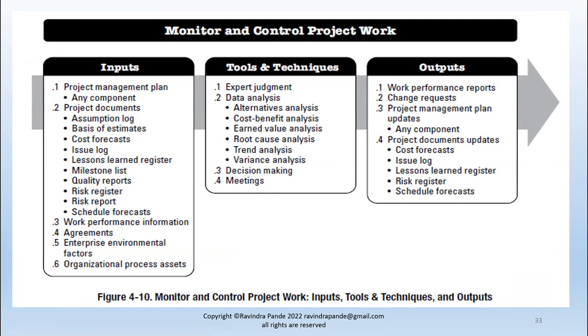Did I miss anything? Have you understood how the monitor and control project work process group helps us to control or micromanage the project for each and every task, work item, or activity we have planned for a given schedule and a given resource? Does anybody have any question for me at this moment?